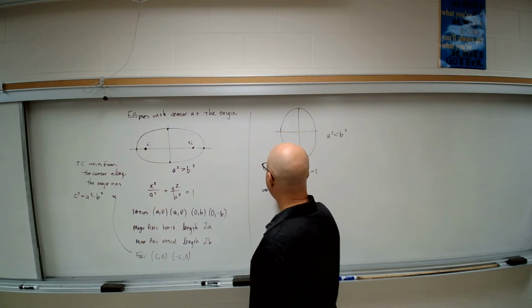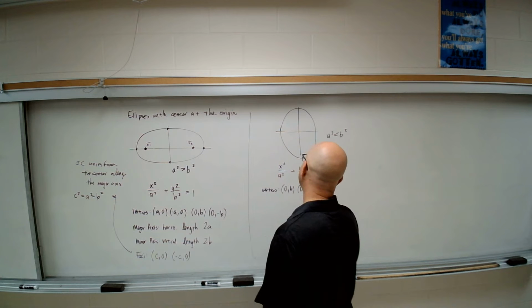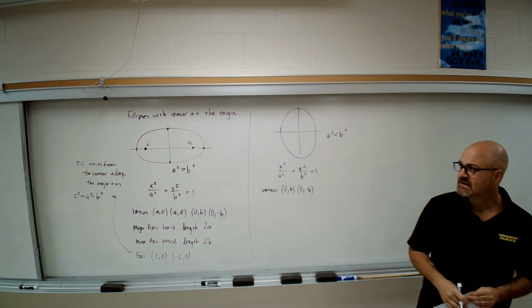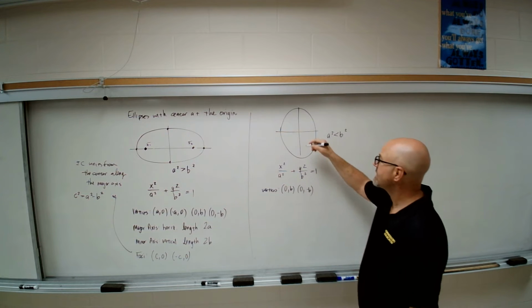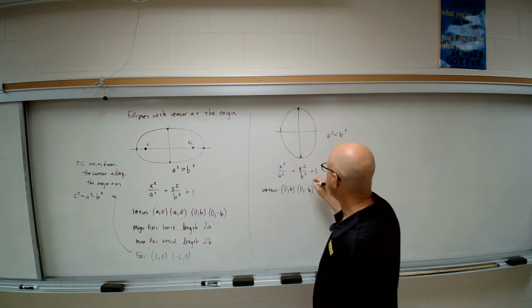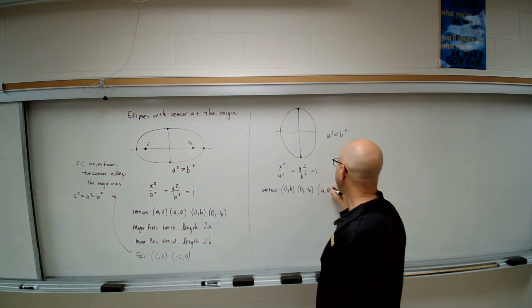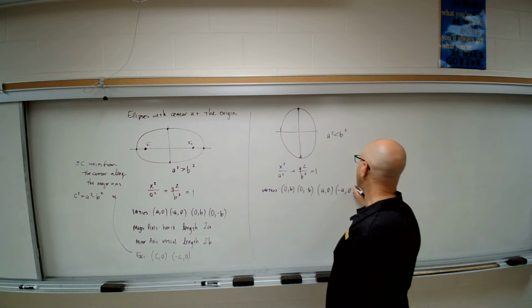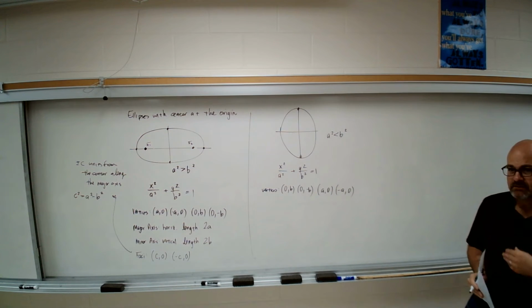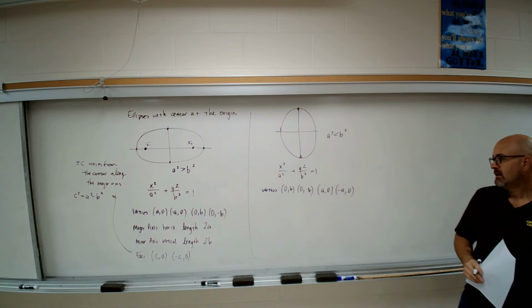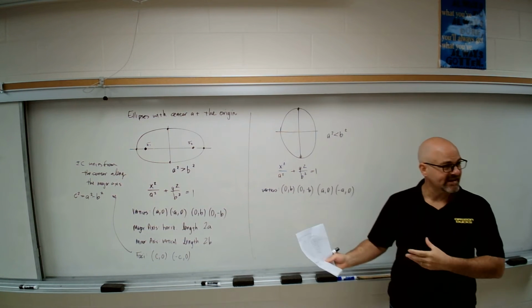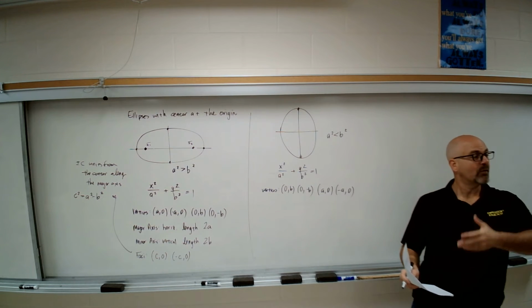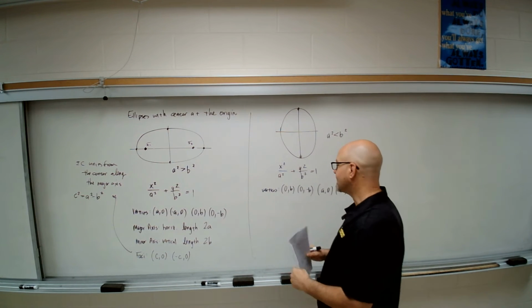So our vertices would be at (0, b) and (0, negative b). Right, b units up, b units down. Again, b squared is the thing under the y squared. And then our co-vertices would be (a, 0) and (negative a, 0). So again, those all work the same way, correct? Just you ended up going further up than you did side to side.